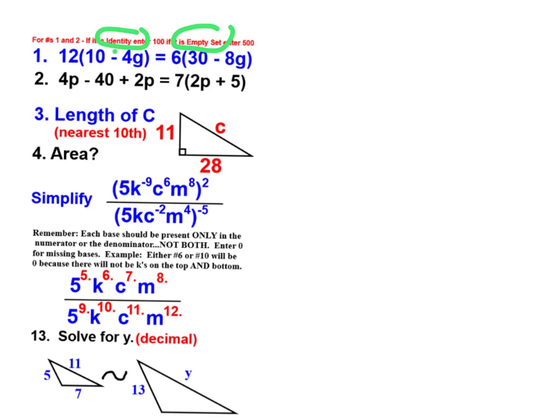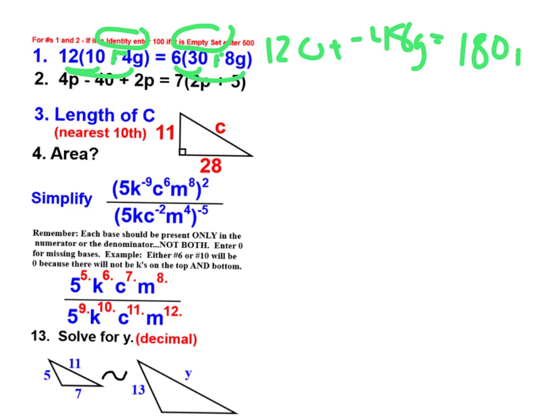I'm going to do leave change opposite to get rid of subtraction. Then I'm going to do distributive property. I get 120 plus negative 48g is equal to 180 plus negative 48g. And I see that I have the same coefficient like we just talked about, so then I have to go check the constants.